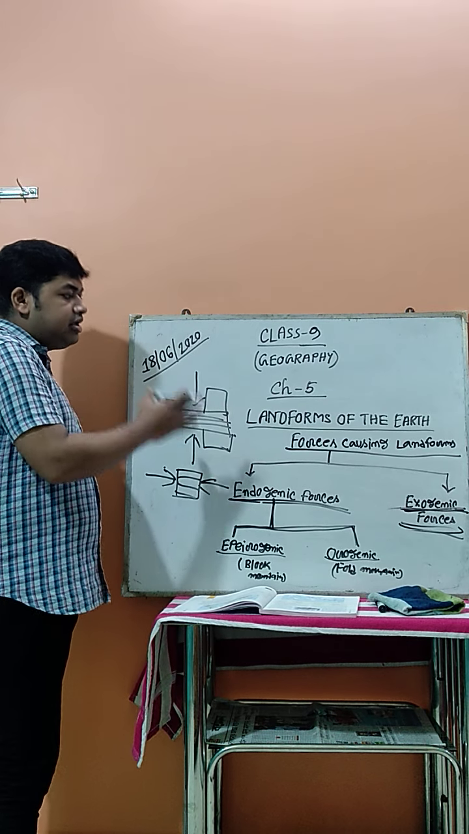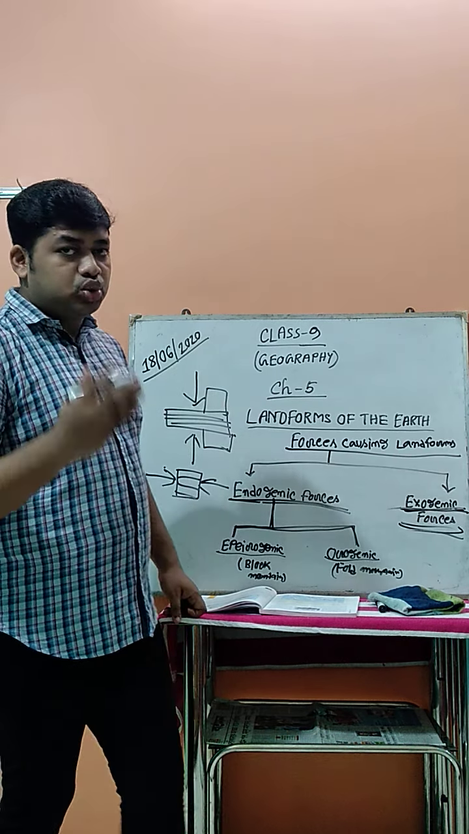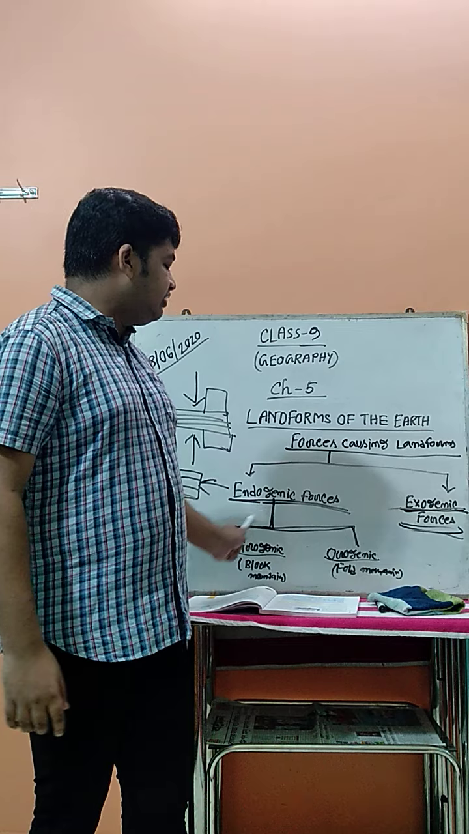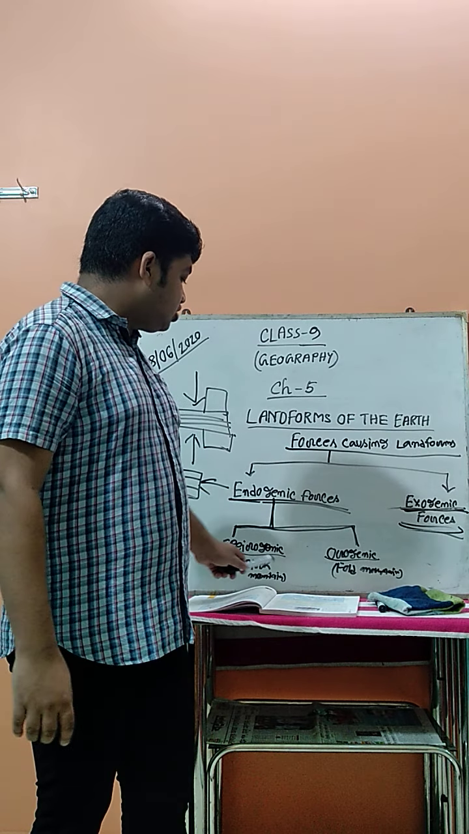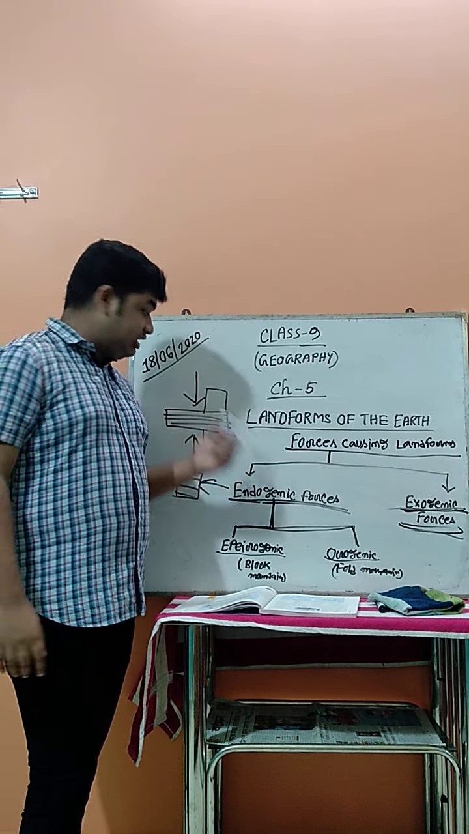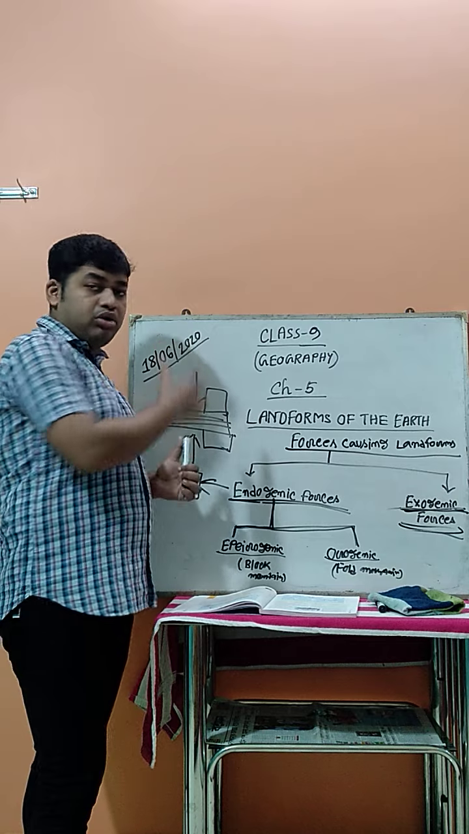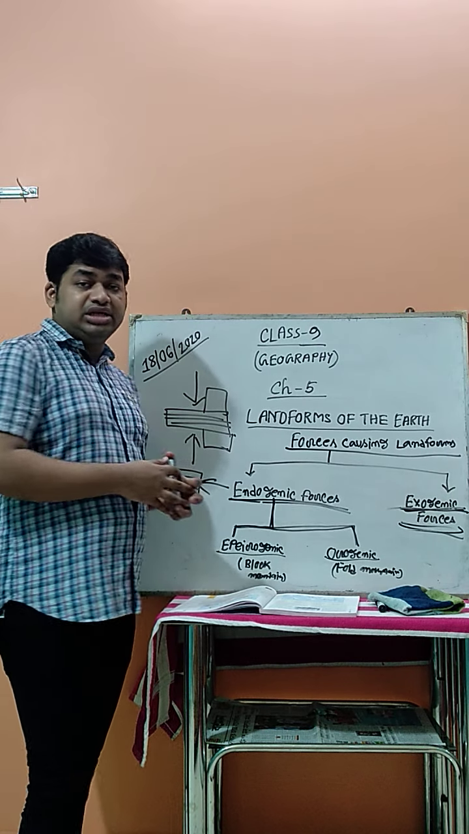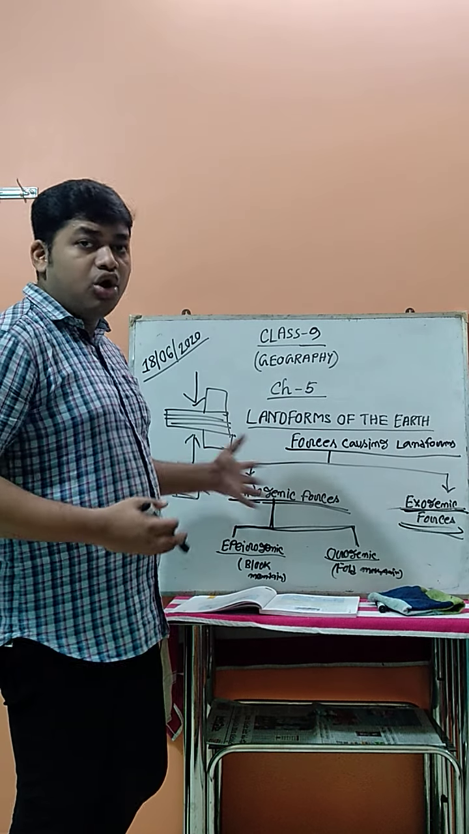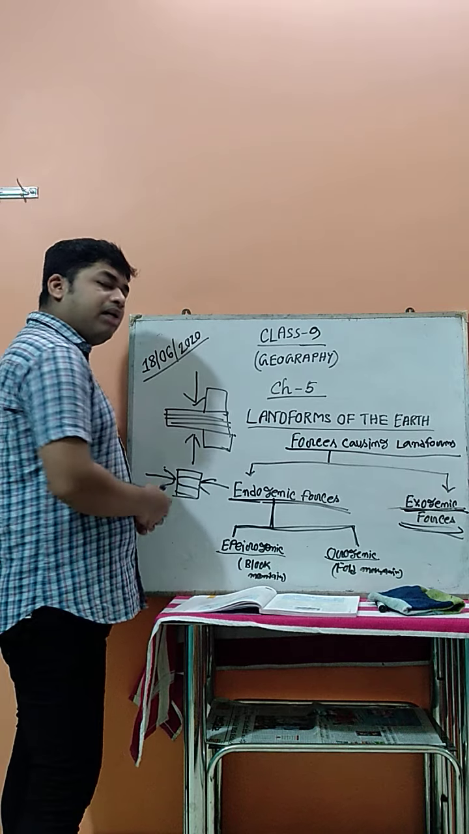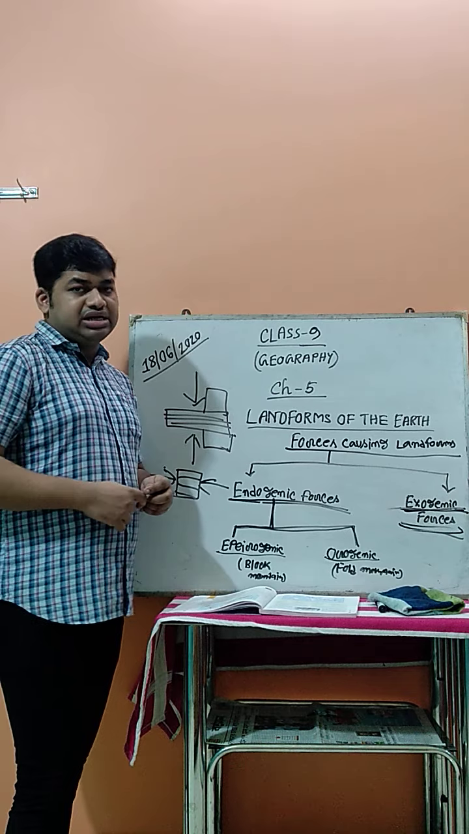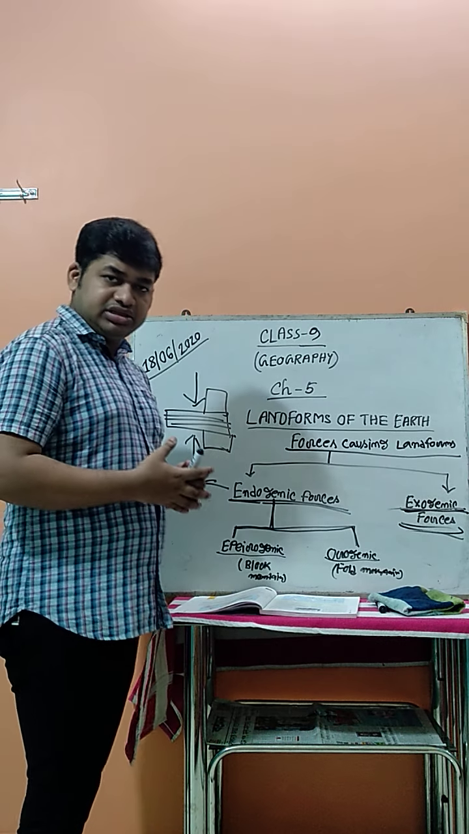So remember that the forces causing landforms are of two types: the endogenic forces and the exogenic forces. The endogenic force is divided into two subparts, the epeirogenic force and the orogenic force. The epeirogenic force acts up and down, vertically, and forms block mountains. The orogenic force acts horizontally, and fold mountains are formed. I hope you understand it. Next day we will start discussing the different types of landforms. So thank you.